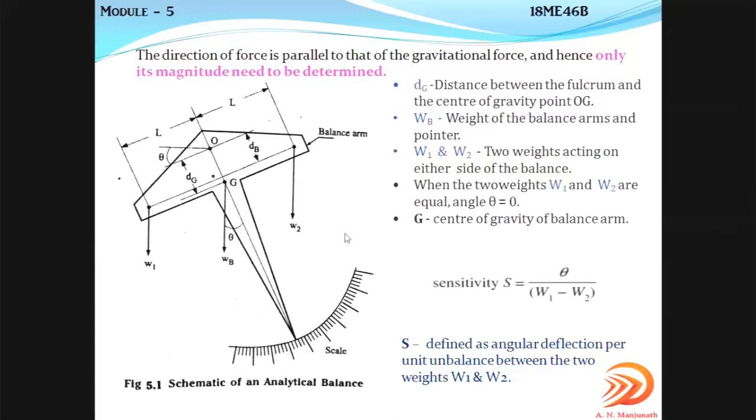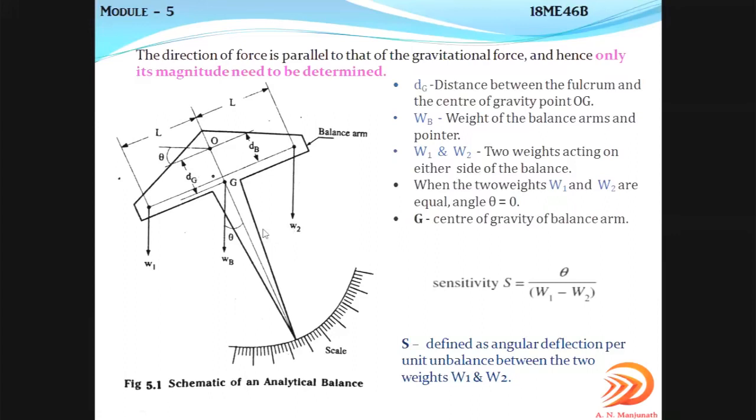Here the standard mass will be applied, and the physical quantity, the unknown force which needs to be measured, will be kept on W1. The point G is the center of gravity of the balance arm. WB is the weight of the balance arm and the pointer. D suffix G is the distance between the fulcrum and the center of gravity. The fulcrum is the point about which the arm moves.